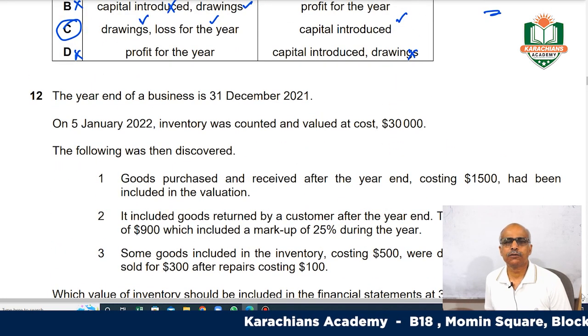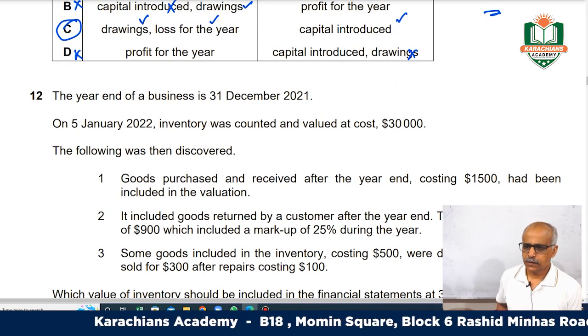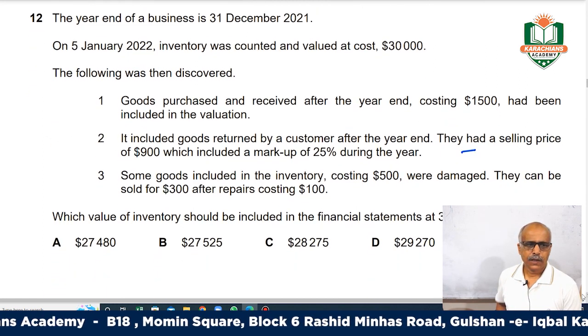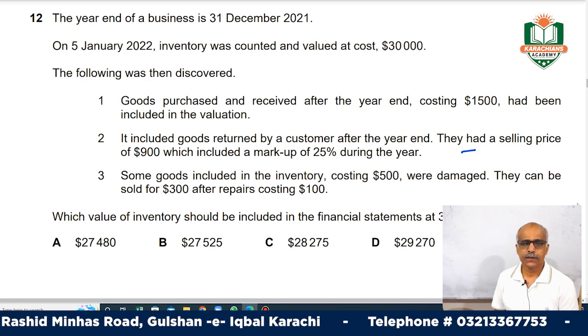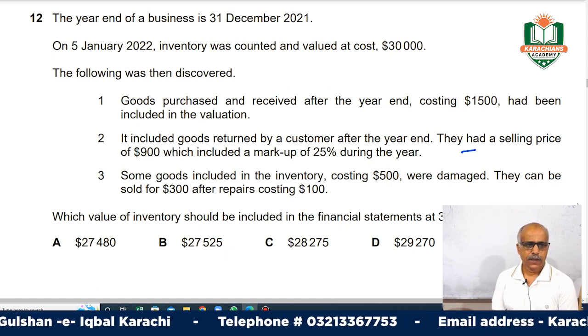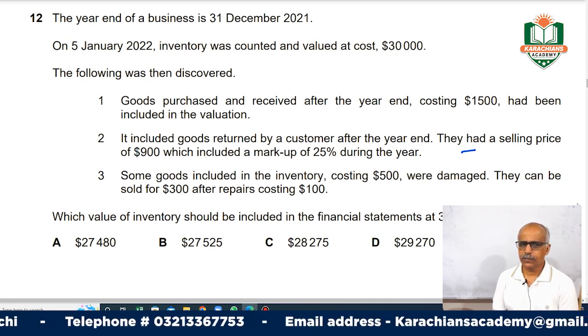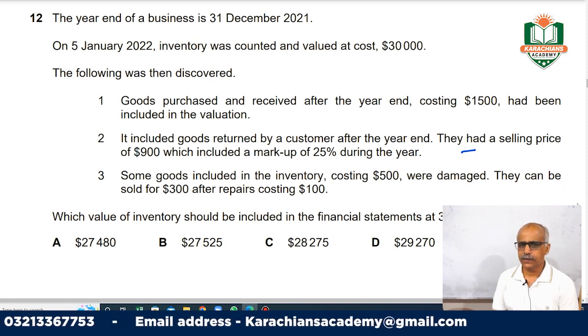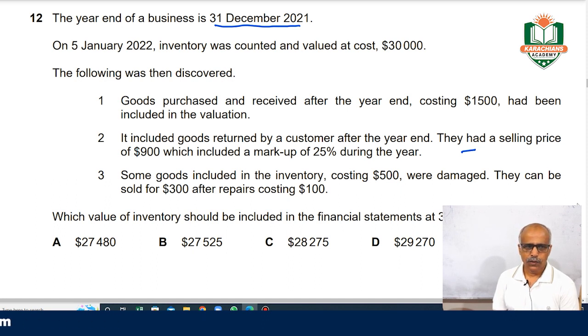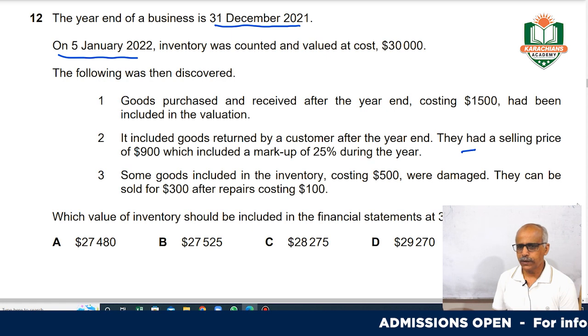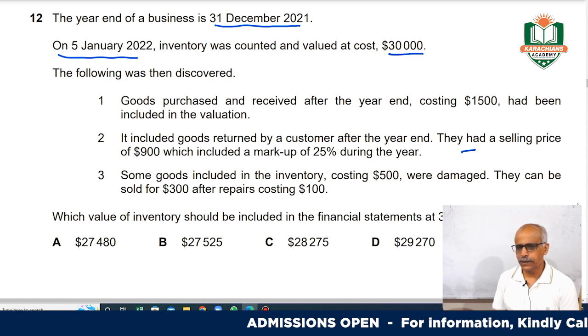Very carefully you have to read the question, and what is required, both the question and its requirement. So question number 12: the year end of the business is 31st of December. Remember, their business closes on 31st of December. On 5th January, inventory was counted and valued at cost rupees 30,000.